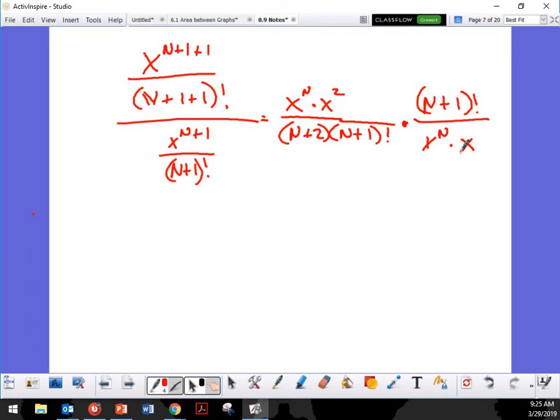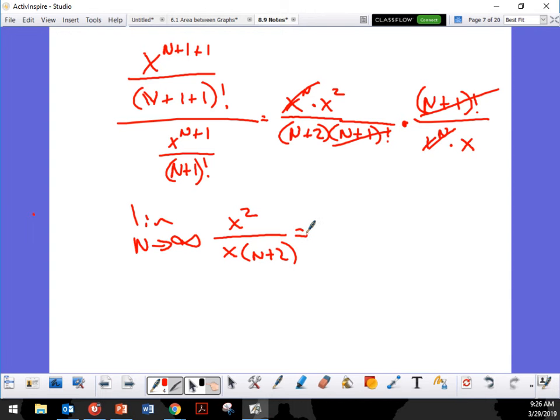Okay, do a lot of canceling. So we get those, and I get those and those. So as I'm taking the limit as n goes to infinity of x squared over n plus 2, right? As n goes to infinity, what do I get?